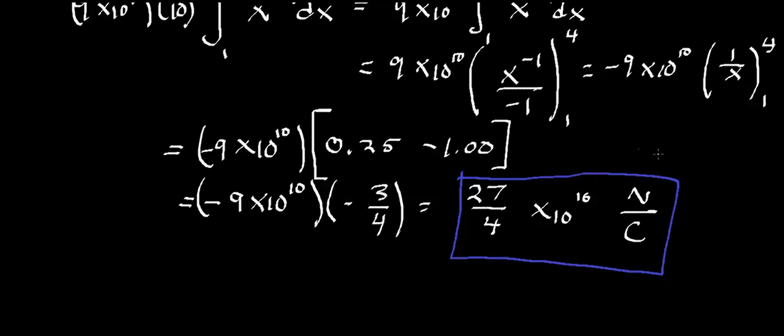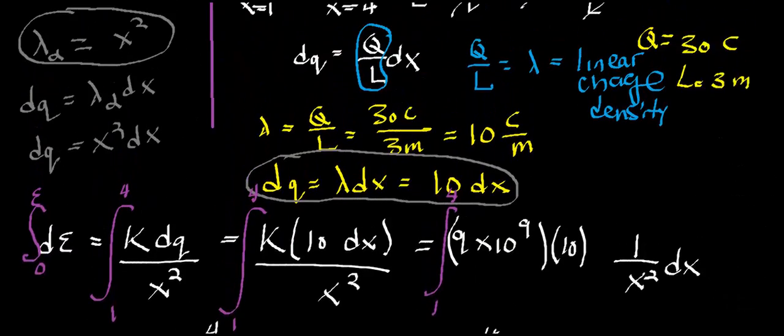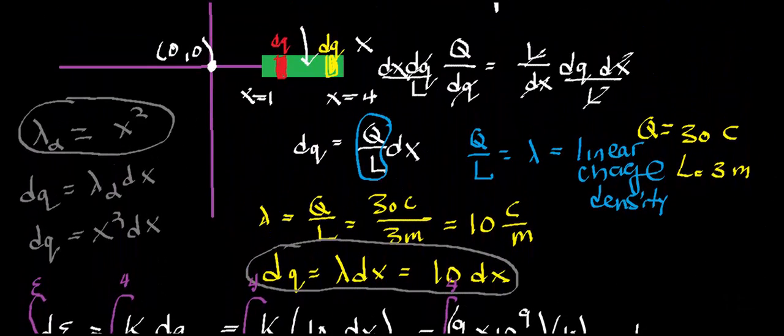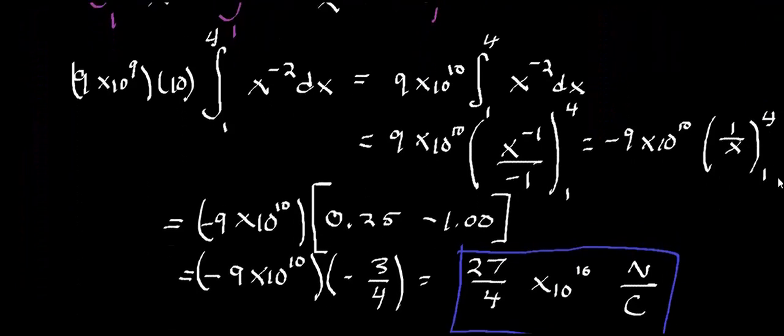Okay, so we get an electric field of 27 over 4 times 10 to the 10th newtons per coulomb. And remember that the charge was 30 coulombs. 30 coulombs is a massive charge. Like I said, a bolt of lightning is about 15 coulombs. So I really just did this to make the math easier. I thought it was going to make it easier, but since we were multiplying by k, it looks like it didn't. But I think you get the idea, okay?